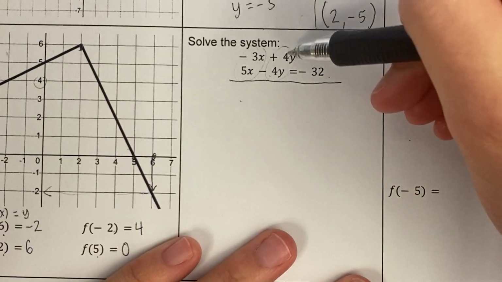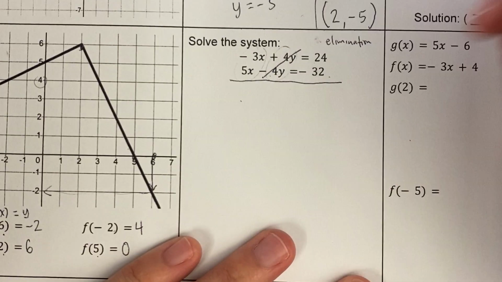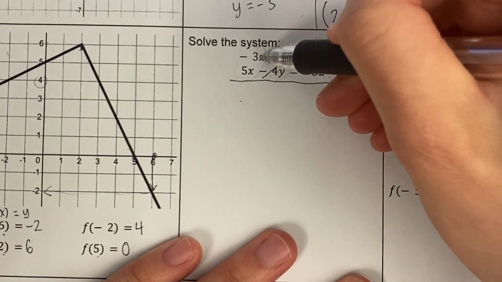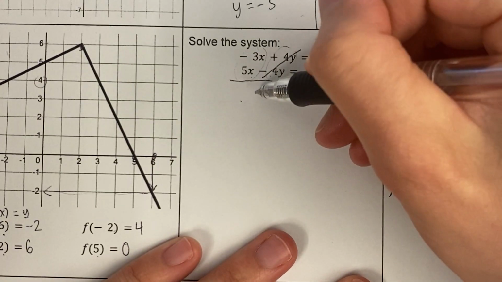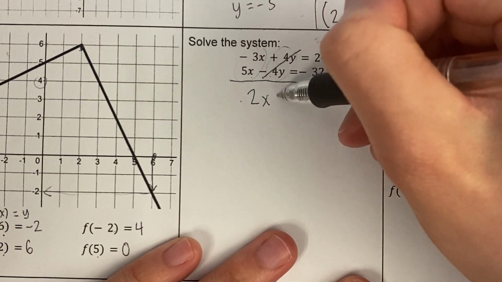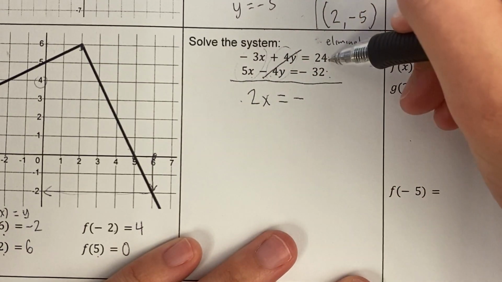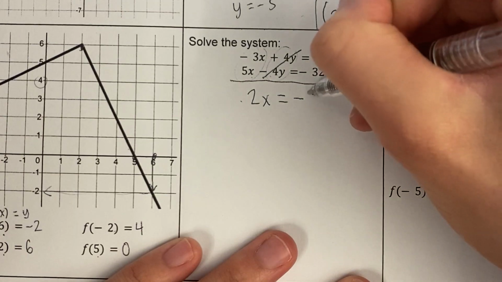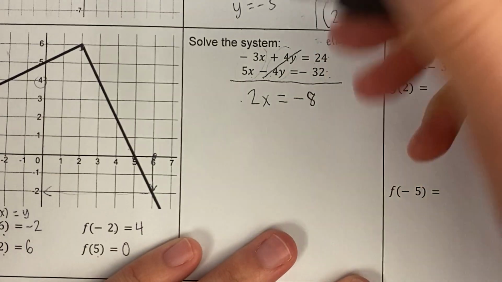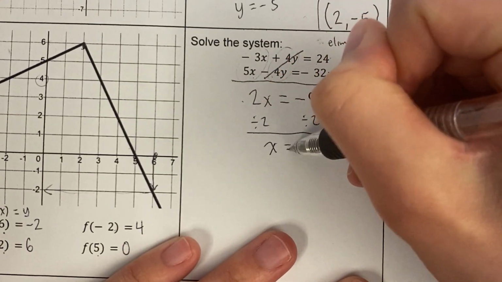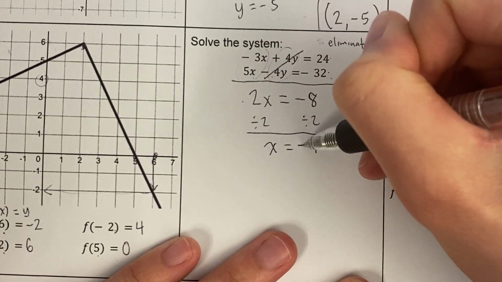When I add these equations together, this is going to be 4 minus 4, and this is just going to cancel right away. Sometimes I have to multiply. Here I don't. Negative 3x plus 5x, that's the same as 5x minus 3x, that's 2x. 24 minus 32, I have more negatives than positives, right? And I'm subtracting. Okay, so 24 minus 32 is negative 8. And I divide by 2, I get x equals negative 4.